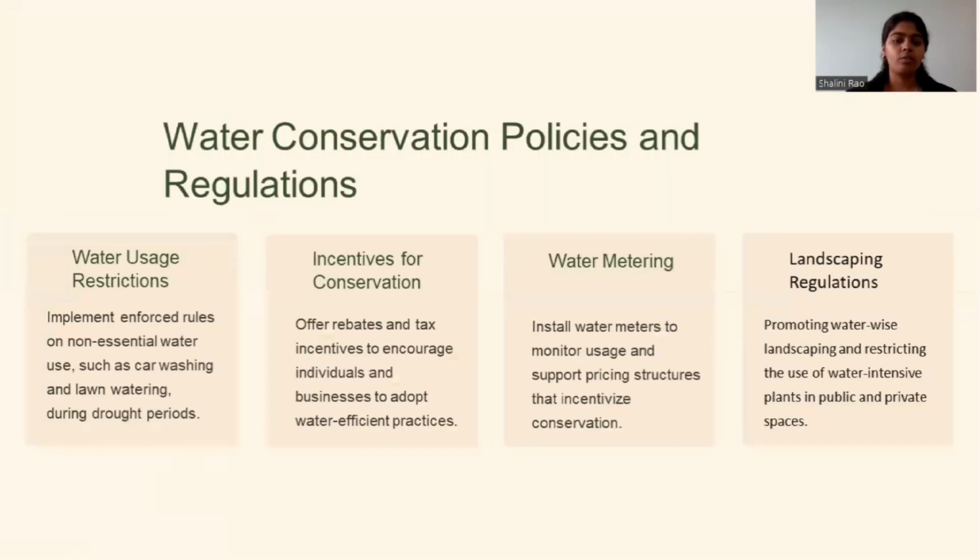Next, we have water conservation policies and regulations. Water usage restrictions: implement enforced rules on non-essential water use, such as car washing and lawn watering during drought periods. Incentives for conservation: offer rebates and tax incentives to encourage individuals and businesses to adopt water efficient practices.